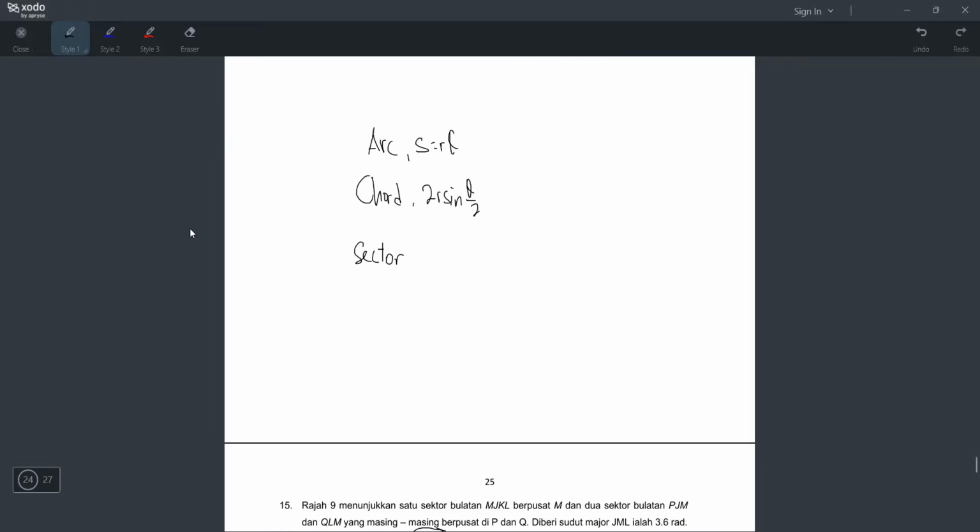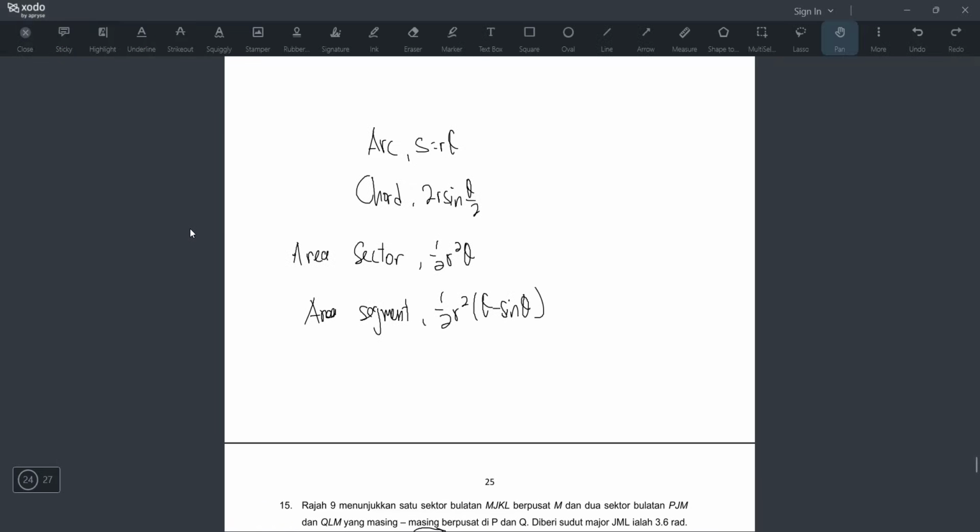Sector first, this one is area. Area of sector is 1 over 2 R squared theta, and this theta is in radian. And then the last one is area for segment. Segment in Bahasa Melayu is tembereng. The formula is 1 over 2 R squared bracket theta minus sine theta. Okay, so these are the formulas that you need to know.